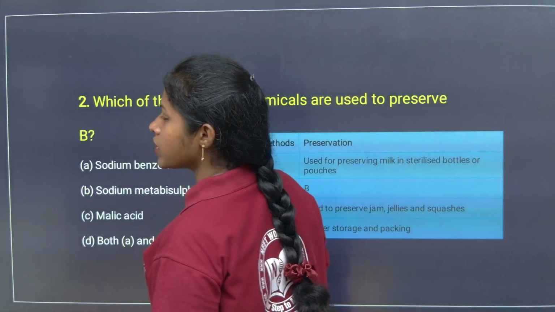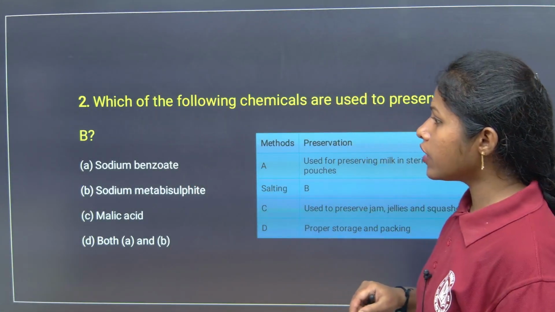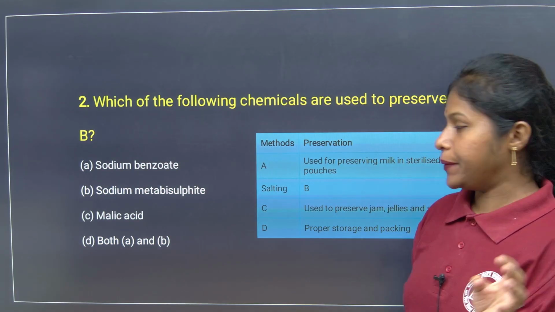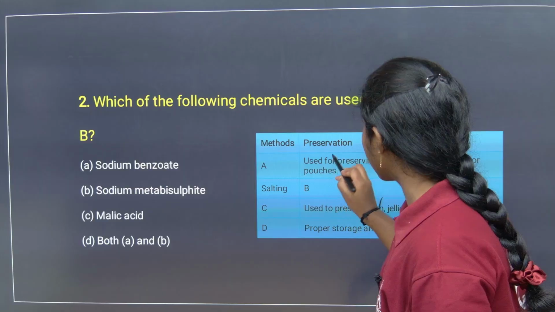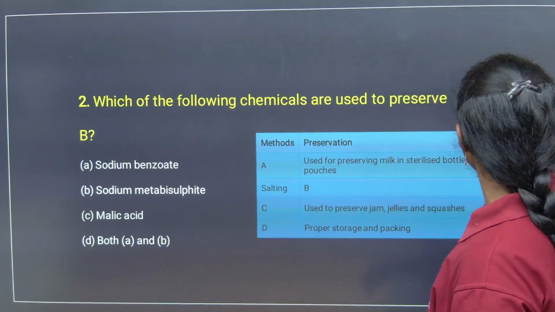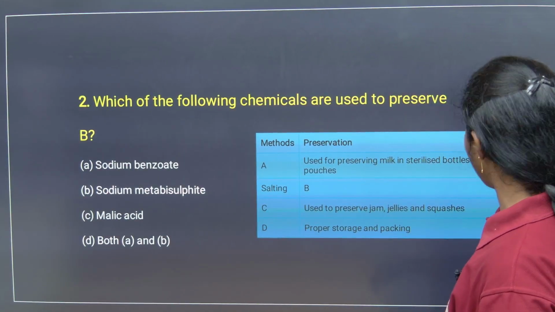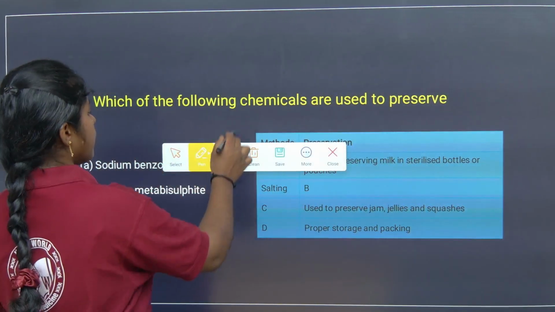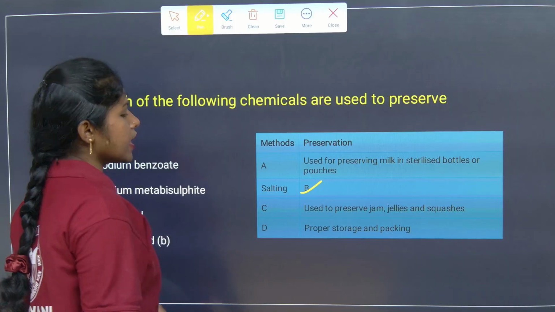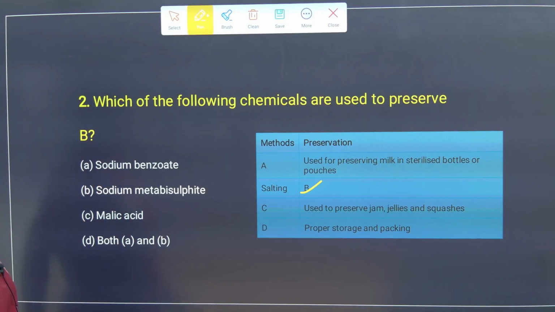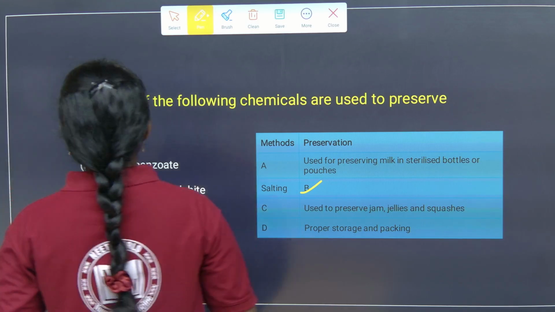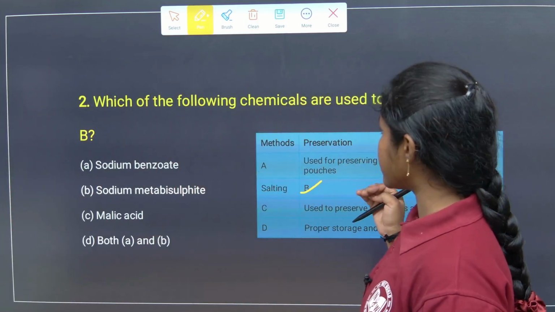Coming to the next question, they have given: which of the following chemicals are used to preserve beef? They are asking about beef. Here the beef is dried. We all know that salting is a method used for the drying of meat and fish, right? So, which of the following chemicals are used to preserve beef, they are asking.